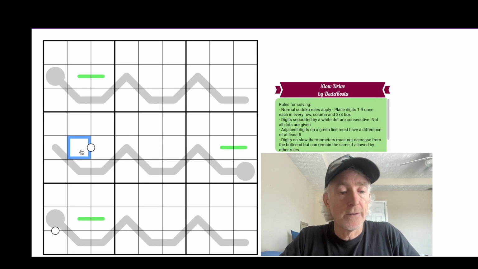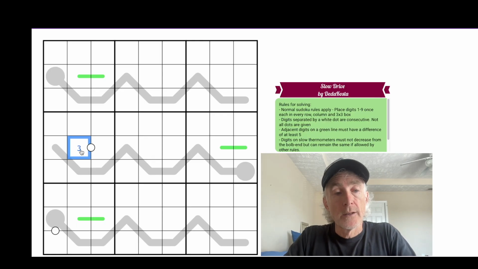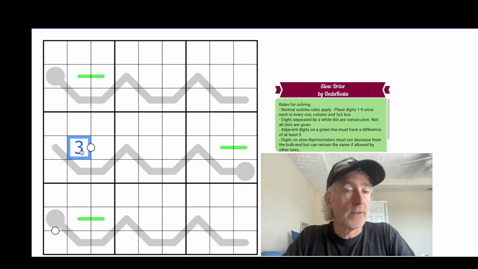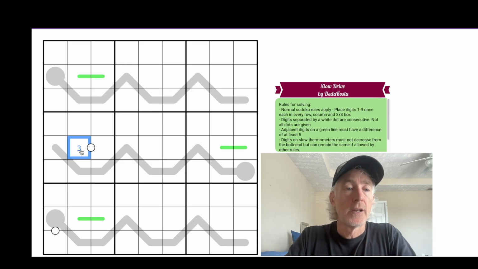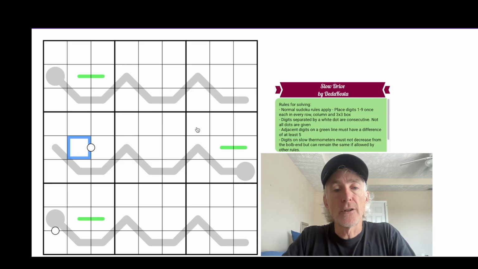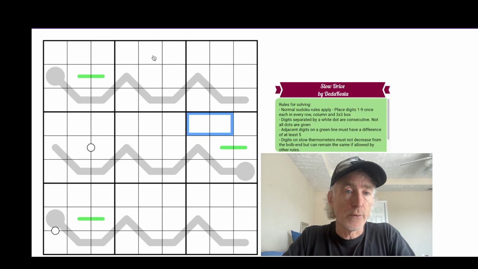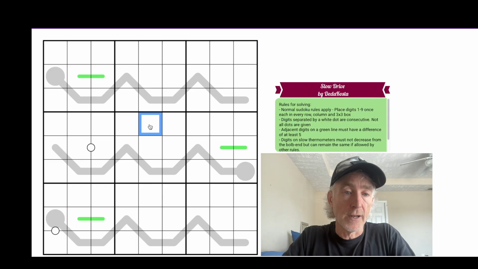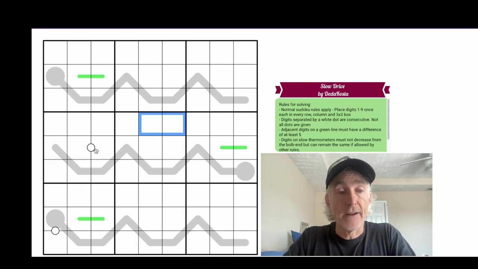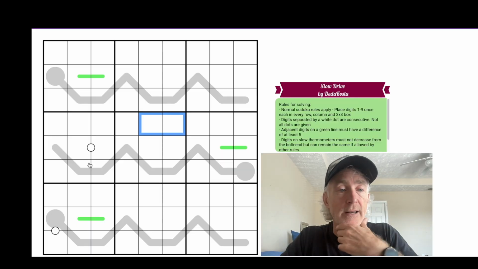So for example, if this was a 3, let's make that a 3 there, this would either have to be a 2 or a 4. Those would be your two options there in that example. And not all dots are given, so you could have consecutive digits elsewhere in the grid. Just because there's not a white dot there doesn't mean that you can't have consecutive digits anywhere else in the grid. But you have to have consecutive digits where the white dots are.